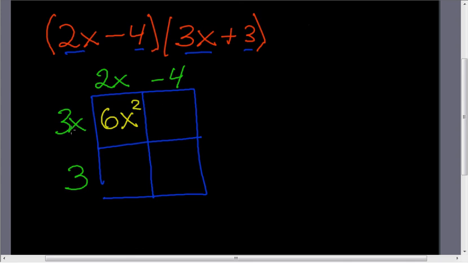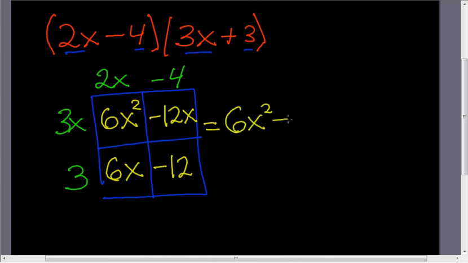This box here, this is 3x times negative 4. 3 times negative 4 is negative 12. x times nothing is just the x. Down below, 3 times 2x is 6x. And in the lower right corner, 3 times negative 4 is negative 12. And for our answer, we're just going to write out everything that we got when we multiplied in the boxes. Our multiplying is done.